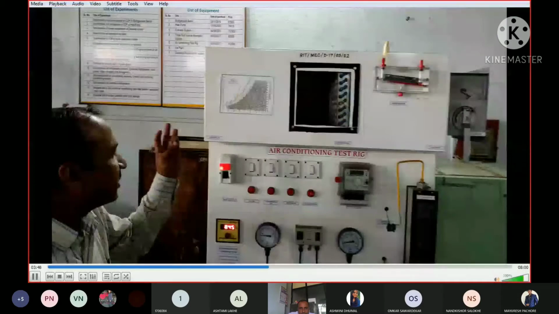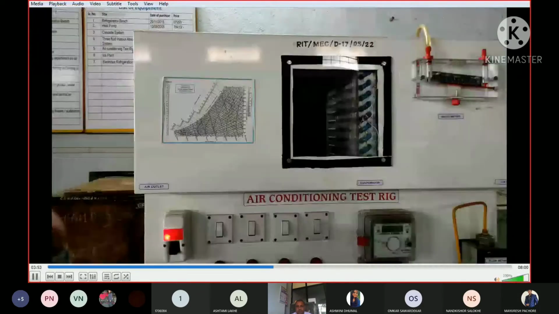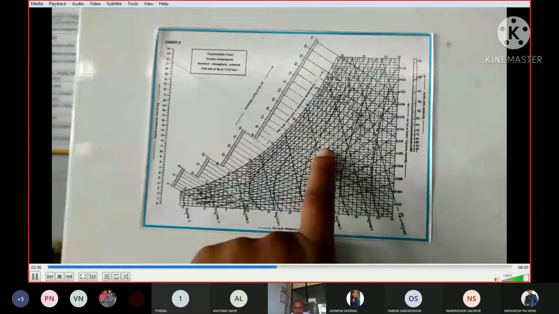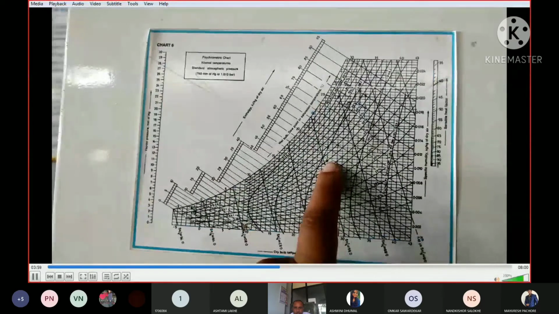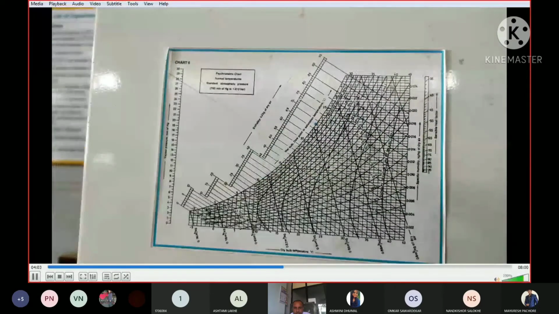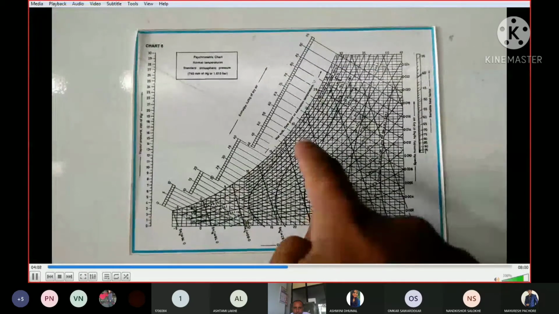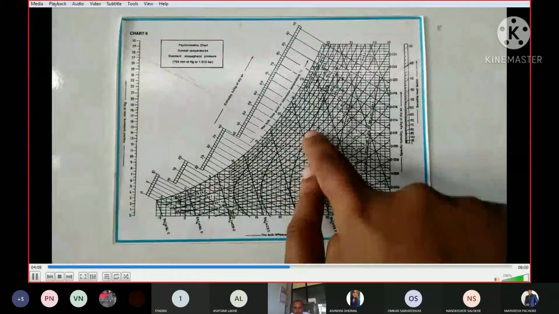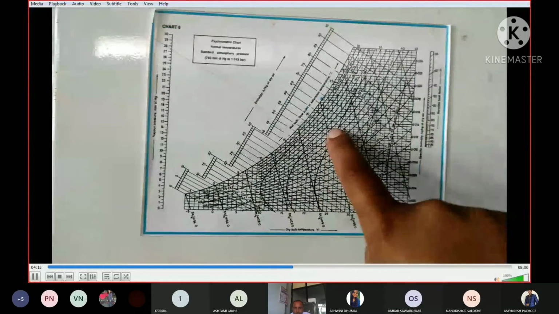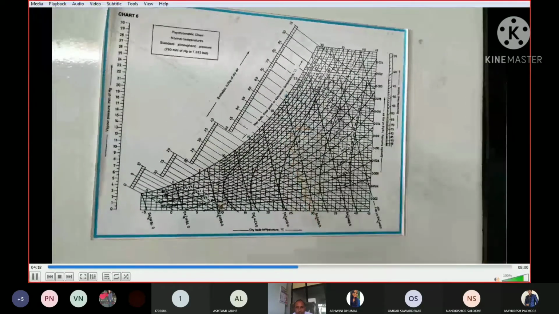So we have fixed the first one, the pressure, the second one, the dry bulb temperature, and the third one, the wet bulb temperature. Once you have this, you get a point here, let us say this point. You have the temperature and the pressure. For example, the pressure is 1.013 bar, the temperature is 25 degrees Celsius, and the wet bulb temperature is 20 degrees Celsius. So you will get a point somewhere here where the air exists now.